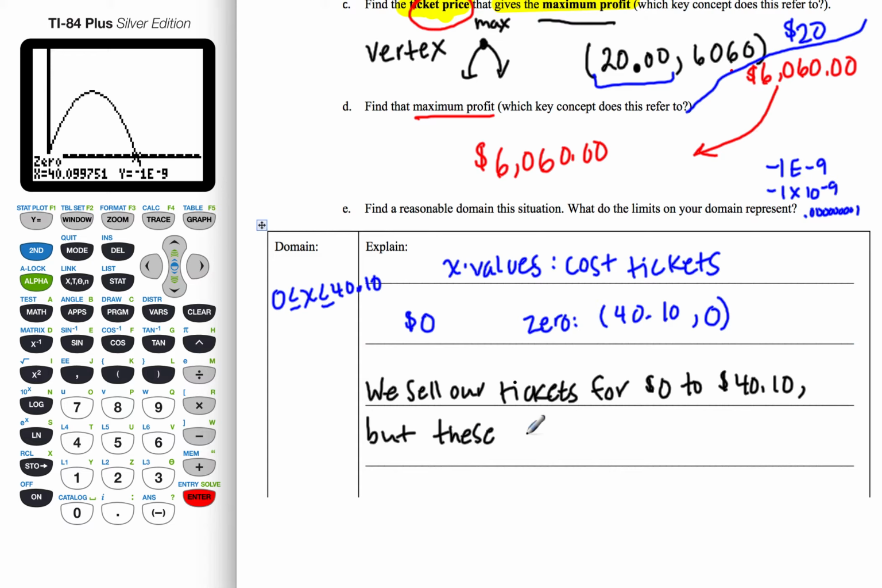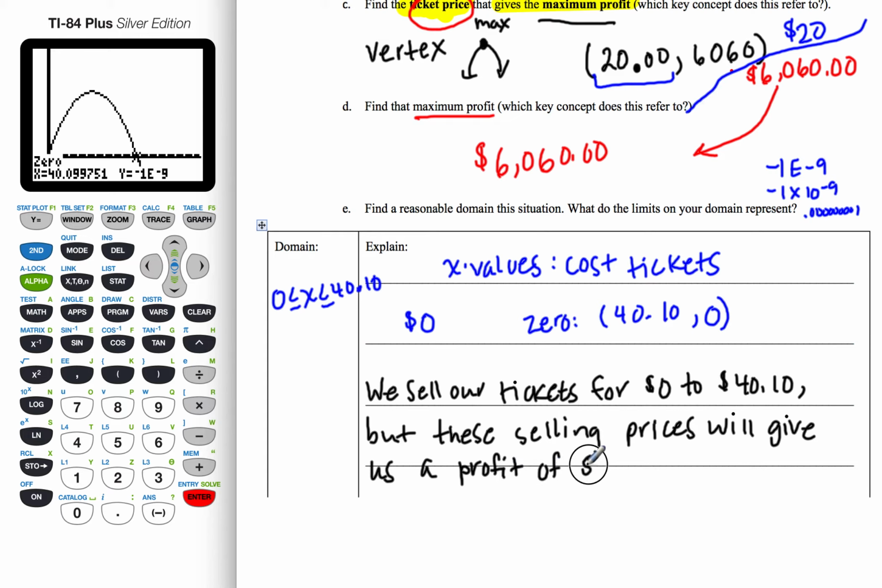these selling prices will give us a profit of $0 because they are the 2 zeros. Oh, no, it was actually not. Yeah, it was from 0. If it'll give us a profit of $0 on 40.